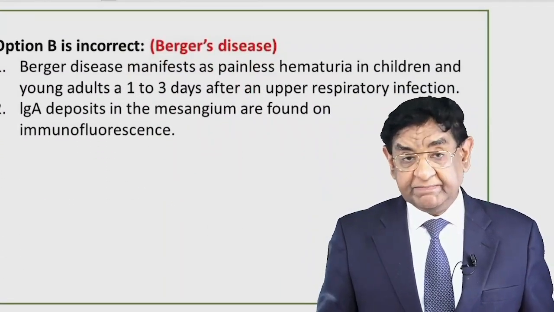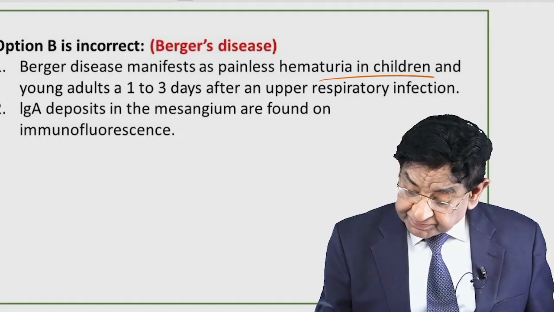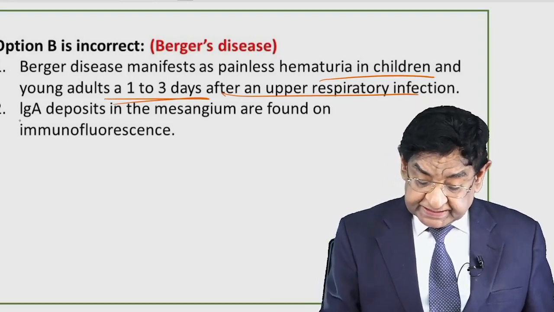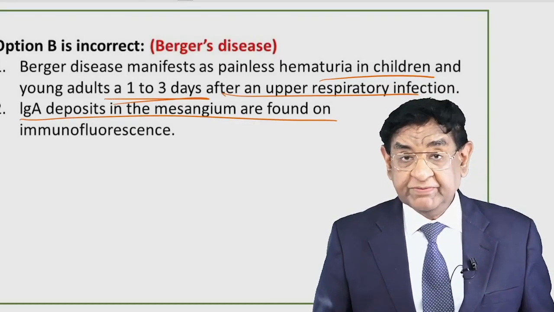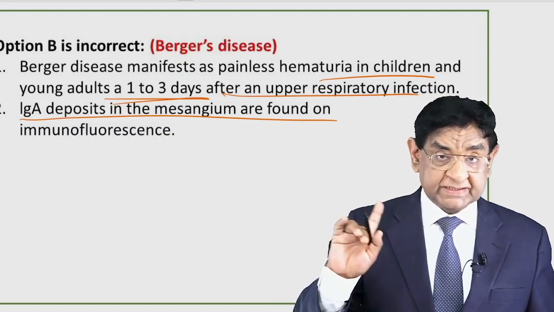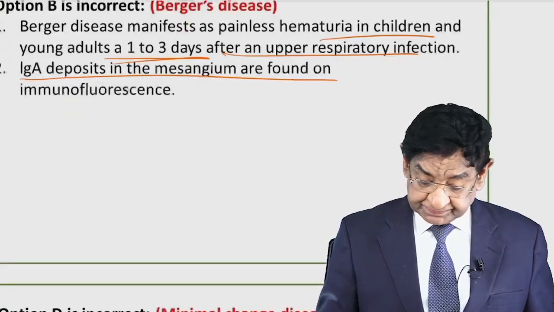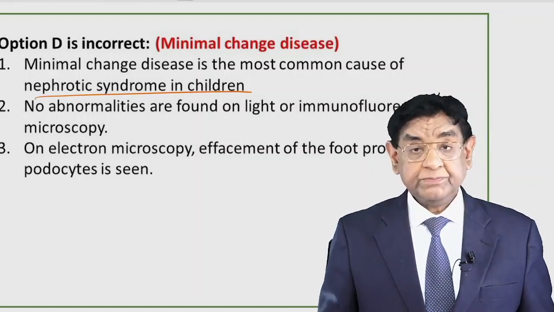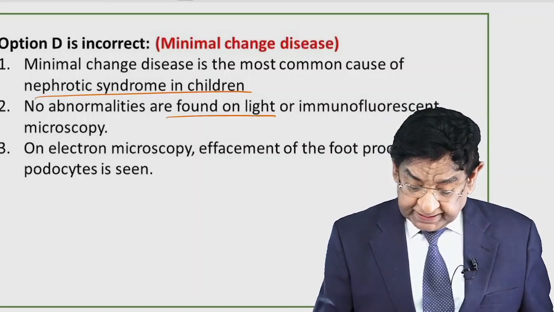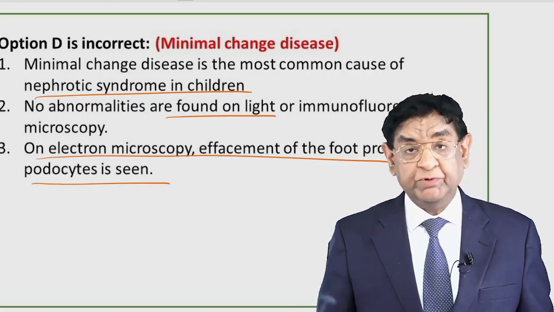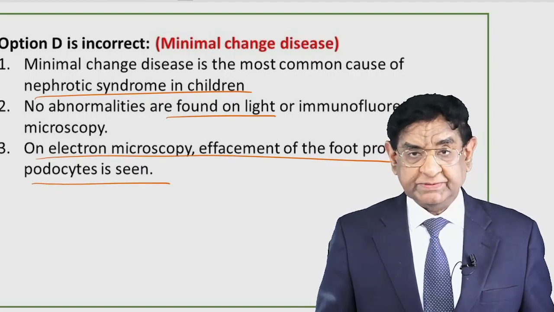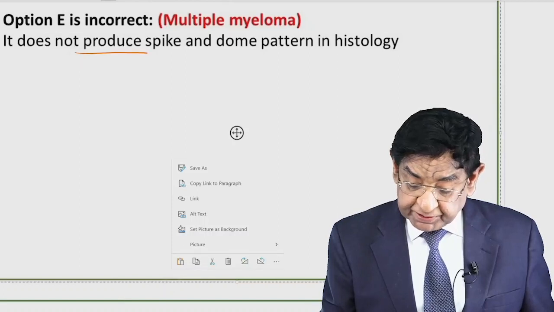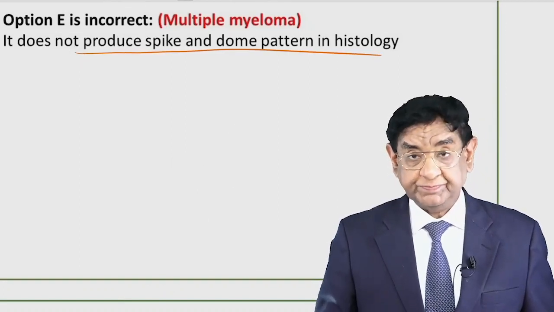Option B is incorrect. Berger disease is a manifestation in children, 1 to 3 days after an upper respiratory tract infection. IgA deposition is seen in the mesangium, which is not the case here. And remember, IgA nephropathy doesn't occur in colonic cancer patients. Minimal change disease is again the most common cause of nephrotic syndrome in children. No abnormality is seen on light microscopy, and on electron microscopy we see effacement of the podocyte, so-called fusion of foot processes. Option E, multiple myeloma, doesn't produce spike and dome in the histology. So this is not the answer.